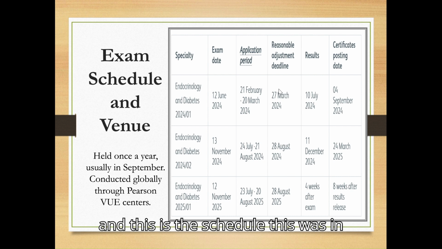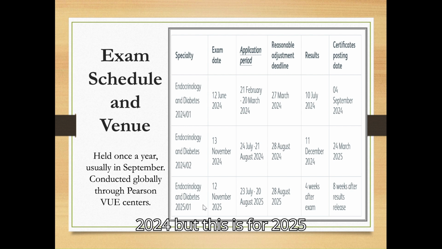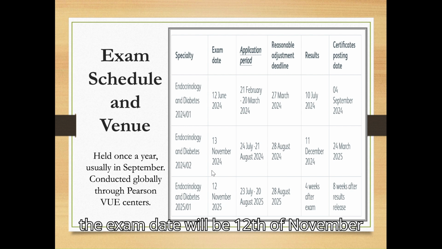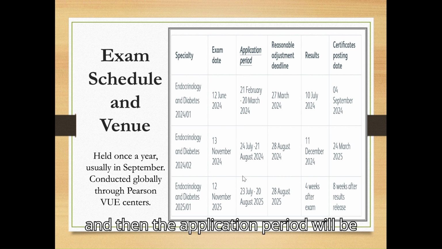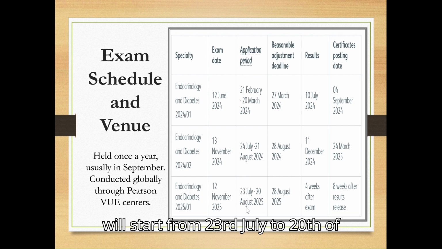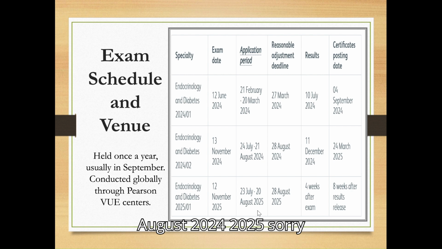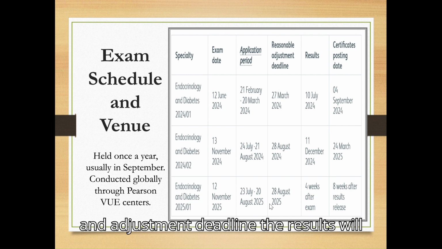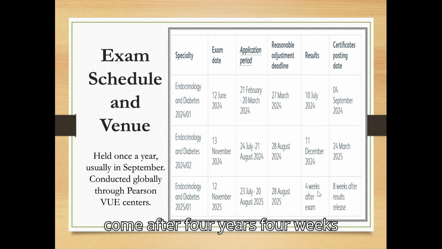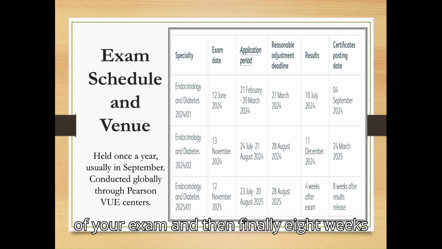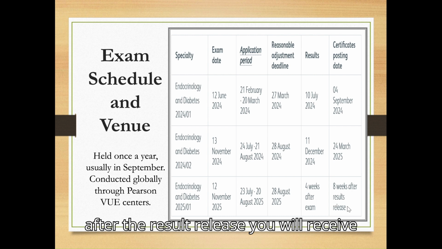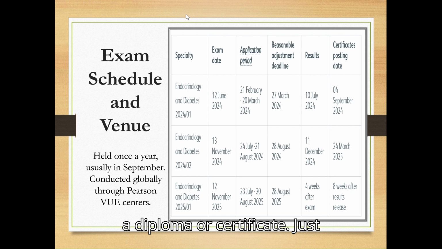And this is the schedule. This was in 2024, but this is for 2025. The exam date will be 12th of November, and then the application period will start from 23rd July to 20th of August 2025, sorry. And the adjustment deadline, the results will come after 4 weeks of your exam, and then finally 8 weeks after the result release, you will receive a diploma or certificate.